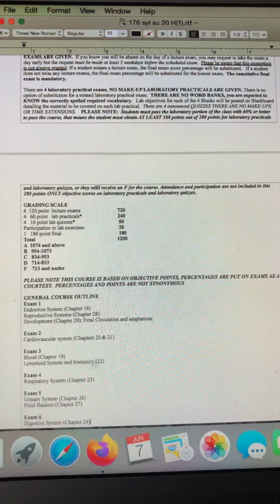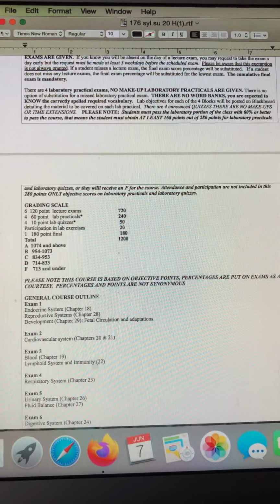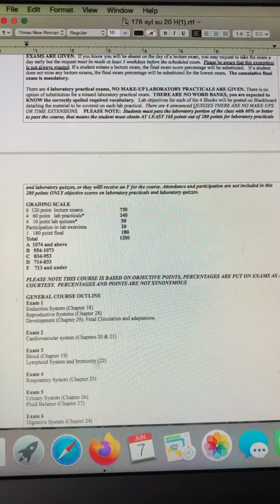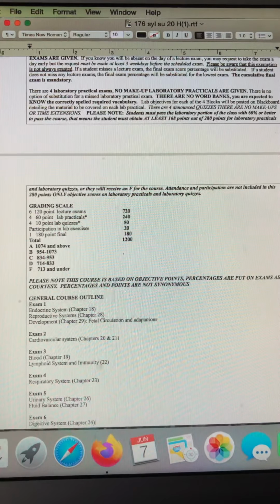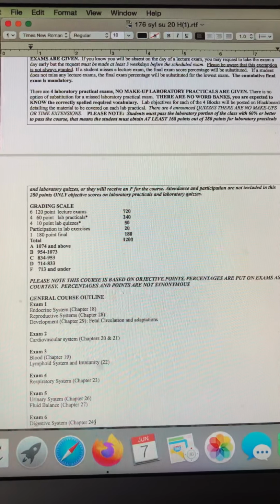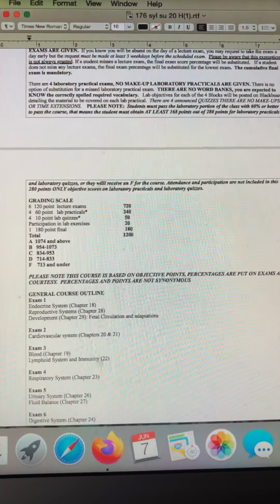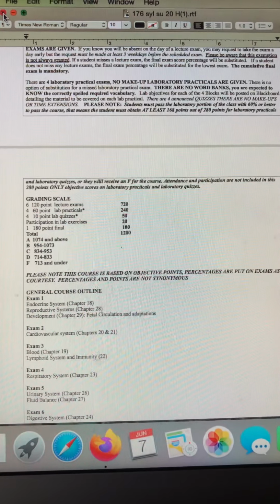Exam number 1 or block 1 is going to be the endocrine system, the reproductive system, fetal circulation and adaptations. Exam 2 is cardiovascular. Exam 3 is blood and lymph. Exam 4 is the respiratory system. Exam 5 is urinary and fluid and electrolyte balance, and then 6 is the digestive system.